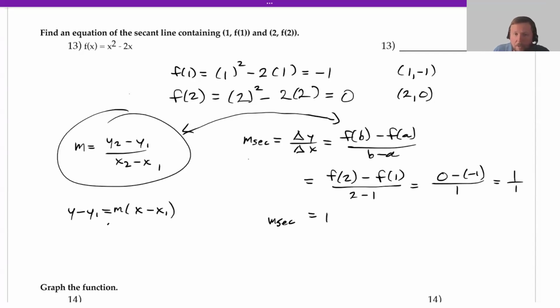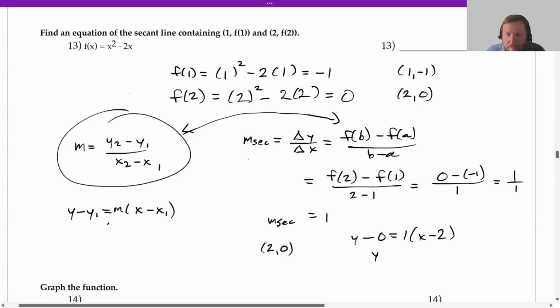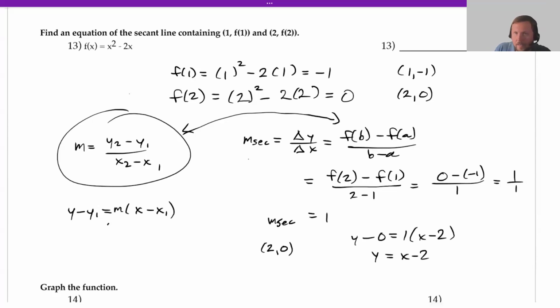And then you can choose either one of those points. The one that I noticed gives me the least amount of work is (2, 0), because I can do y minus 0 equals 1 times x minus 2. So then I end up with y equals x minus 2. And the equation of the line is what we're looking for. So that's it.